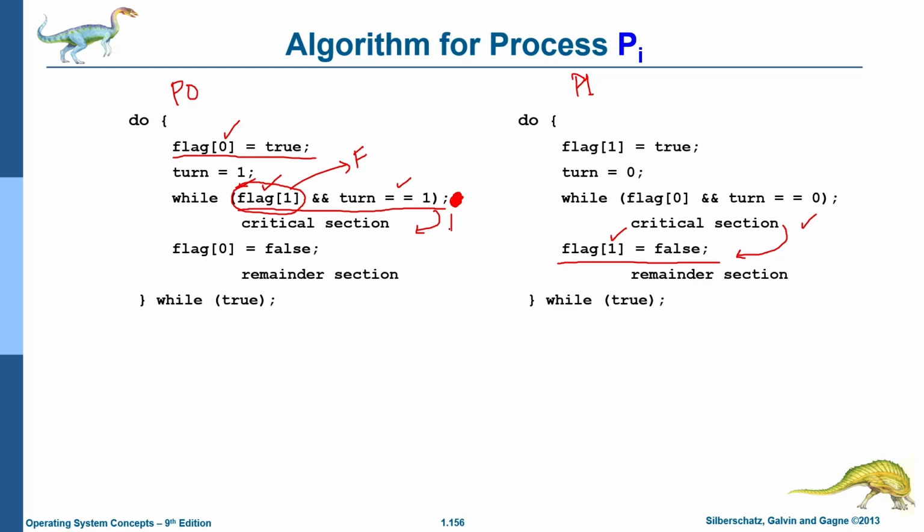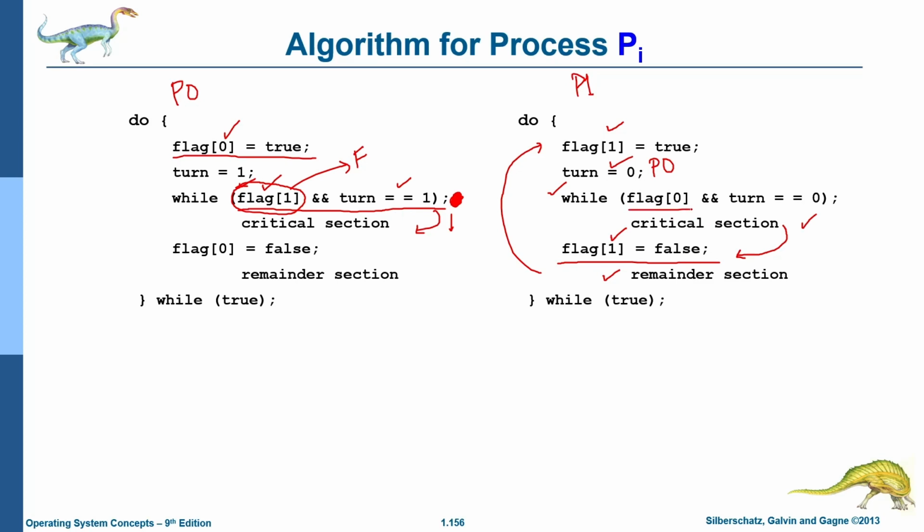When P0 is running inside its critical section, if P1 is able to finish its remainder section, it goes to the top again. It sets its own flag to true, but it sets the turn to 0, which is basically signifying P0 here. Will it be able to enter the critical section while P0 is still in its critical section? Let's check.